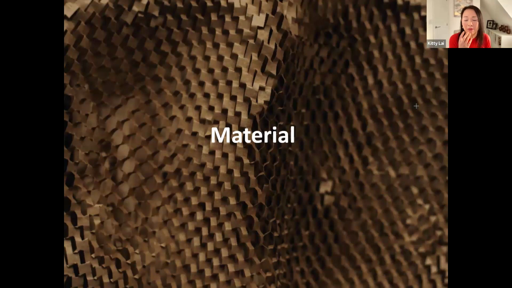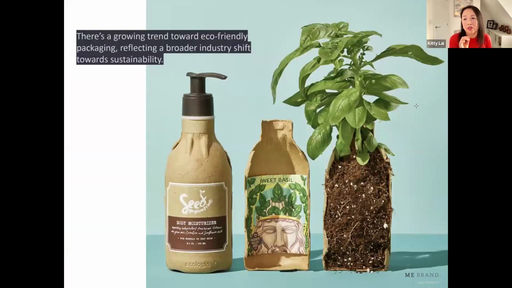So those are the most common things, but there's a growing trend towards eco-friendly packaging, reflecting a broader industry shift towards sustainability. Now, I mentioned this earlier, and lots of customers are actively looking for brands that are sustainable, that are eco-friendly. They will look at your packaging, they will look at your brand ethos. Do you contribute to the environment? Are you giving to charity? All those things. These are people that are buying your products, and they're actively looking for brands that practice sustainability. So it's worth thinking about the materials that you're going to use.